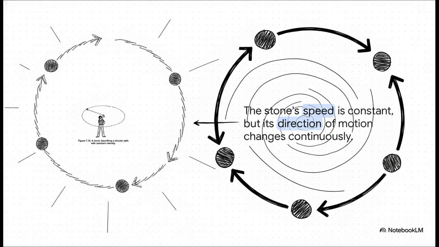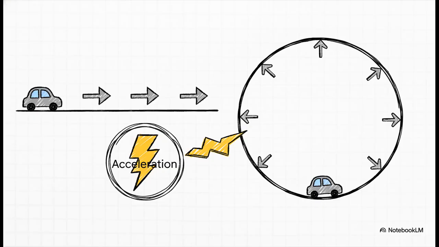But if you look very closely at its path, you'll see that at every single point on that circle, its direction of motion is changing. And if the direction is changing, what does that mean for its velocity? And this brings us to a very, very crucial point. Constant speed is not the same thing as constant velocity. Why? Because velocity is a vector. It has both speed and direction. So if the direction is changing, even if the speed is not, the velocity as a whole is changing. And what did we say a change in velocity is? It is acceleration. So the answer is yes, an object in uniform circular motion is always accelerating.